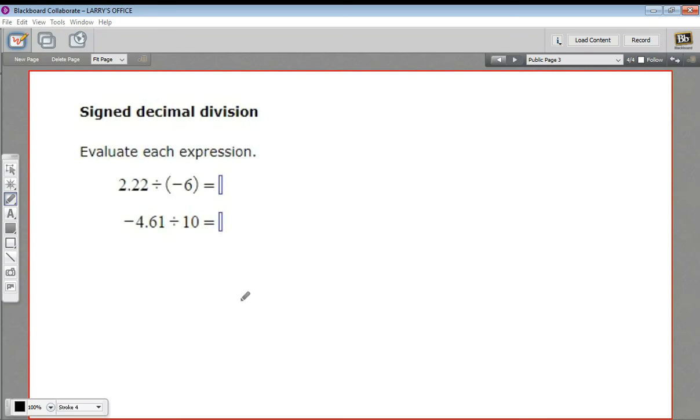In these problems, we're doing some division with decimals, and this is something I think you probably already know how to do. The only difference here is we have some negative signs.